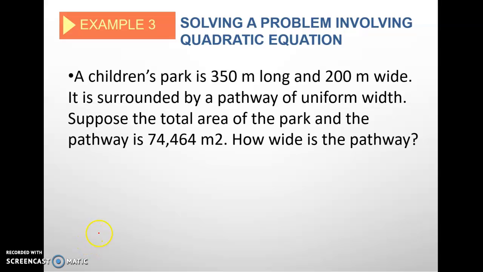So, this is example number 3. A children's park is 350 meters long and 200 meters wide. It is surrounded by a pathway of uniform width. Suppose the total area of the park and the pathway is 74,464 square meters. The question is, how wide is the pathway? It's so obvious, the problem is asking for the width of the pathway.